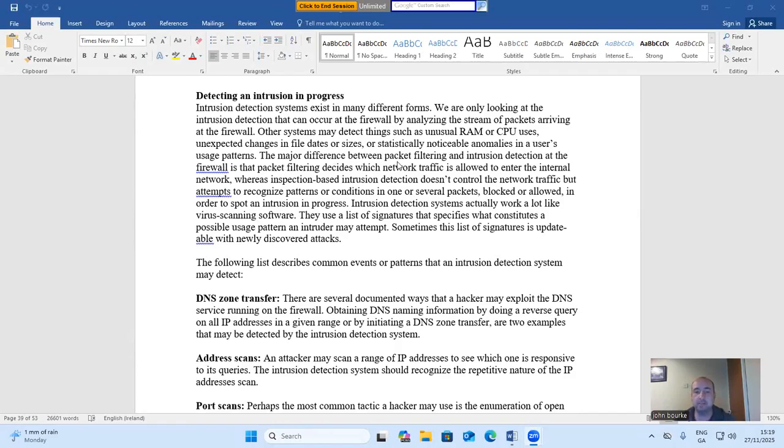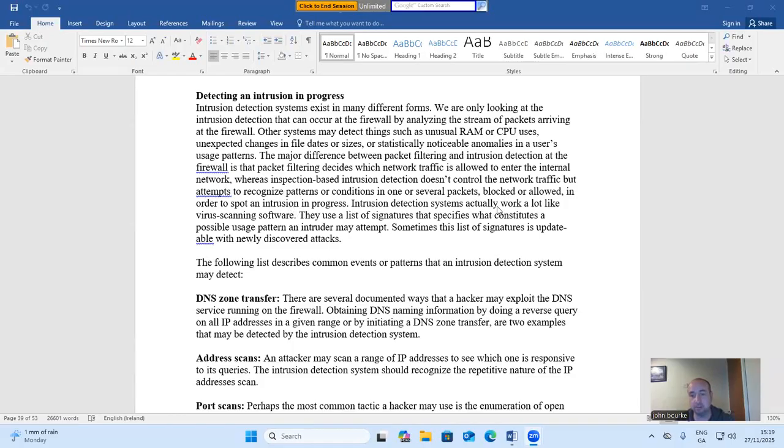The major difference between packet filtering and intrusion detection at the firewall is that packet filtering decides which network traffic is allowed to enter the internal network, whereas inspection-based intrusion detection doesn't control the network traffic but attempts to recognize patterns or conditions in one or several packets blocked or allowed in order to spot an intrusion in progress.